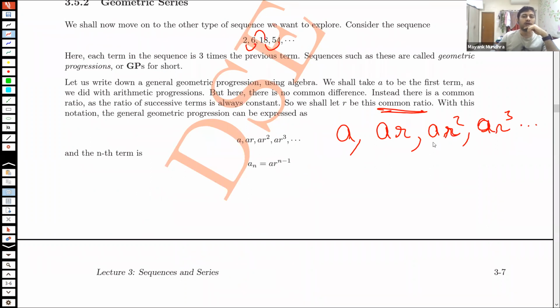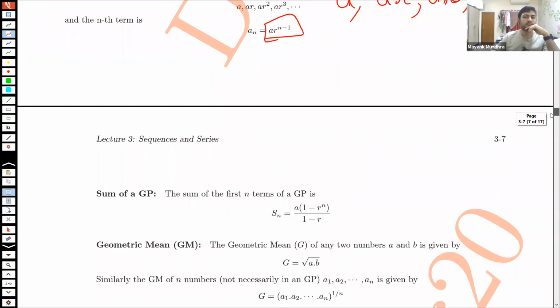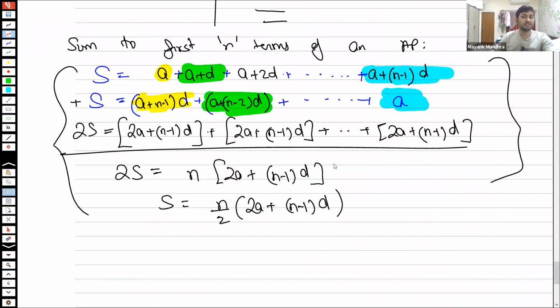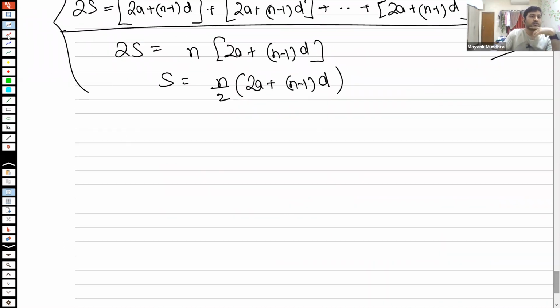So the nth term is AR to the power n minus 1. Now suppose I want to add the first n terms of a GP. So I'll follow a similar pattern. The sum of the first n terms is going to be A plus AR plus AR square plus up to AR to the power n minus 1. Now what I'll do is multiply this entire thing by R.